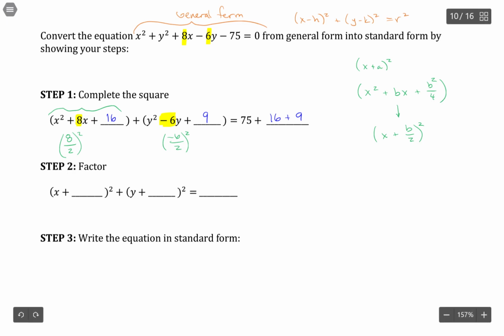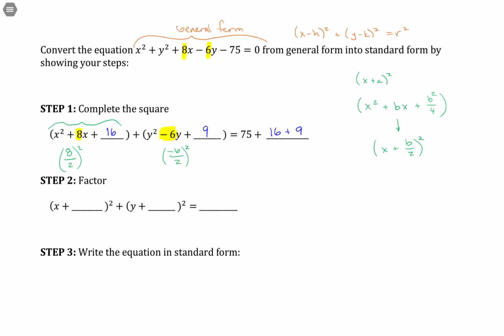So you really don't have to do any effort in factoring here. You just have to take this number now and divide it by 2. So this trinomial just factors into x plus half of this number. So 8 divided by 2 is 4. -6 divided by 2 is -3. 16 and 9 give us 25, but we also have the 75 here originally, so the total there is 100.